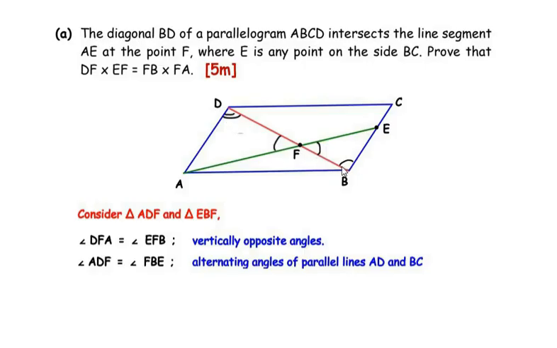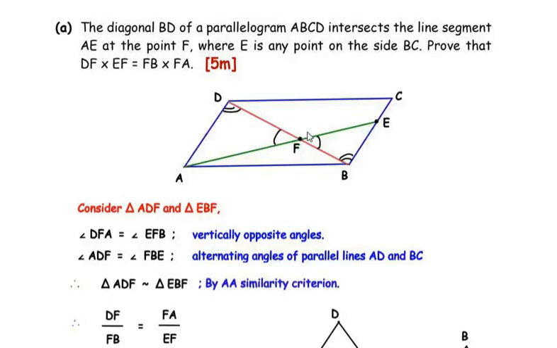Since AD and BC are the two parallel sides of the parallelogram ABCD, we are going to have an alternating angle over here. That is, angle D is equal to angle B. So here we have written alternating angles of parallel lines AD and BC. Now since we have got two angles same in these two triangles, we can say that triangle ADF is similar to triangle EBF. Now when you're writing the similarity, make sure that the angles match.